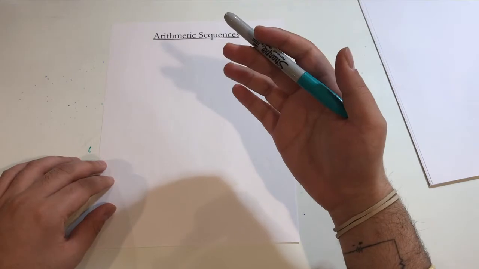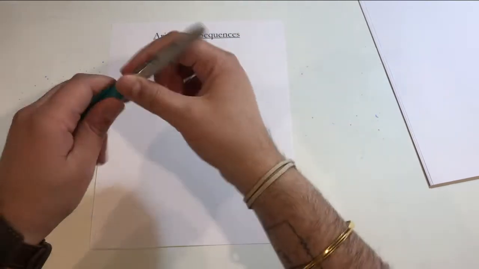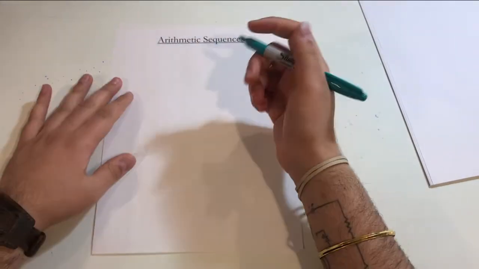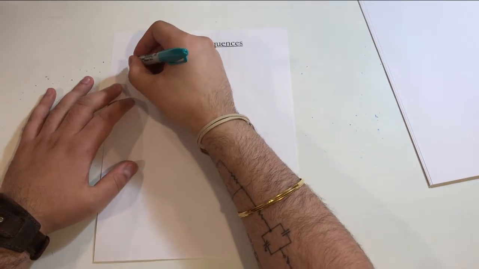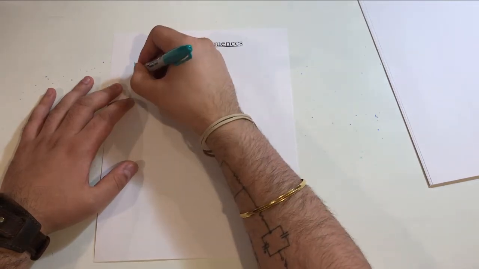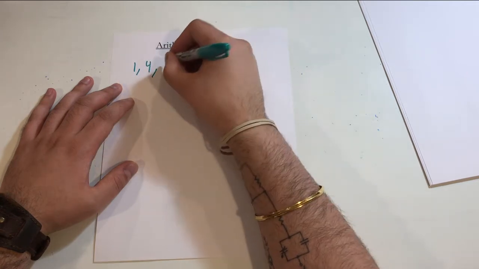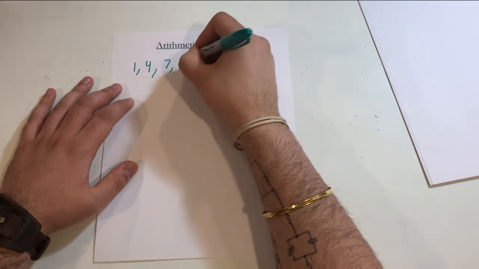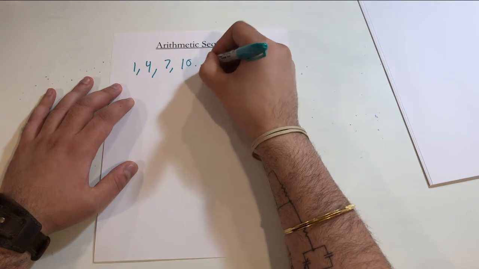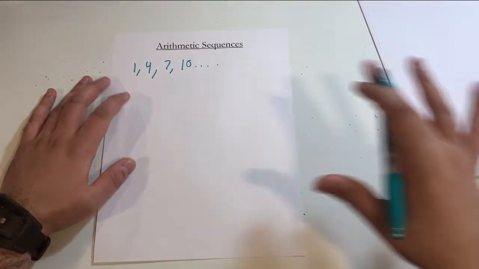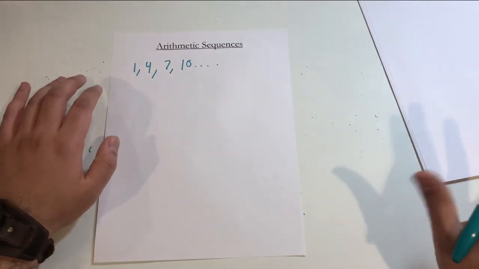Now, here are a few examples of an arithmetic sequence. Something like this. Perhaps we have the first being 1, and then 4, and then 7, and then 10, and let's say this goes on forever. A sequence would continue on forever.